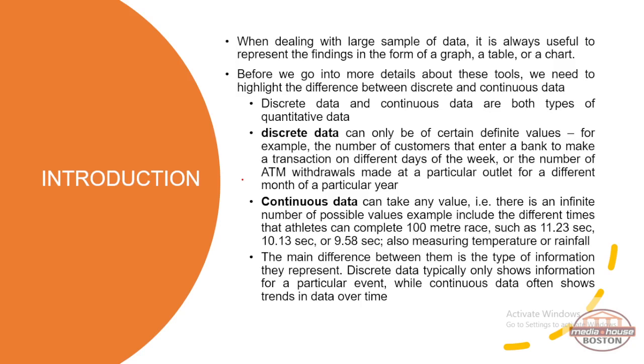But in terms of continuous data, it says that there is an infinite number of possible values. Example, the different times an athlete can complete a 100-meter race, to say that he can complete it at 11.23 seconds, 10.13 seconds, 9.58 seconds. Same if I was to use the same example as the bank, between the days of the 25th to the 31st, the bank can expect what we call continuous data in terms of recording the number of people that will be coming in.